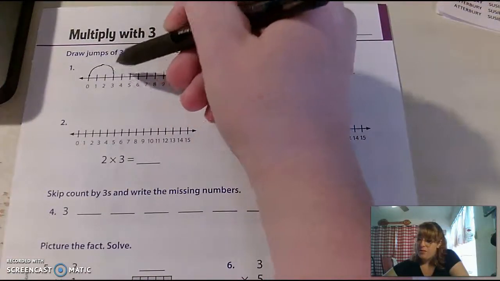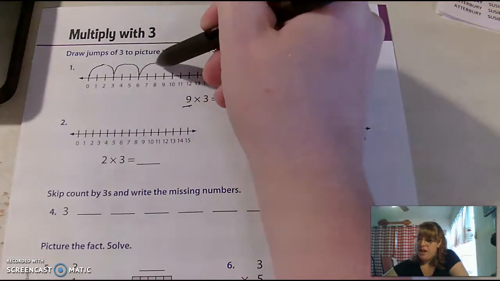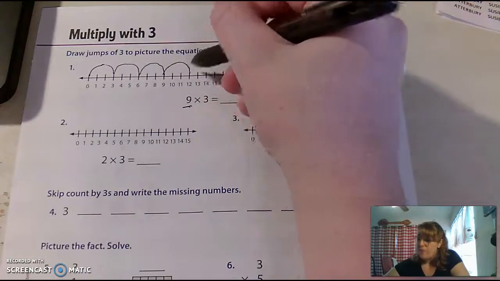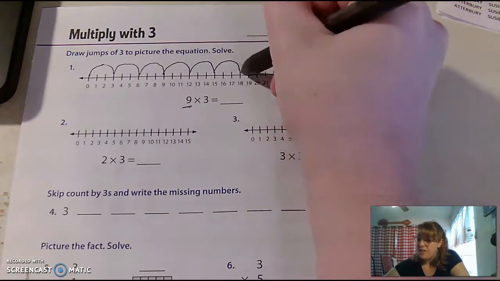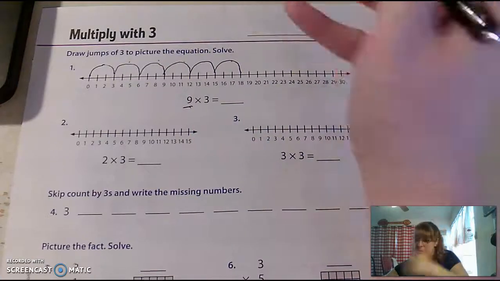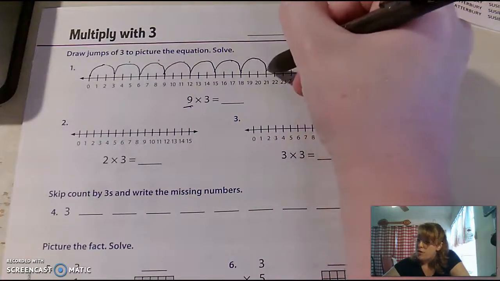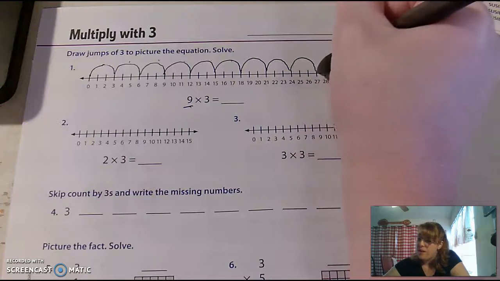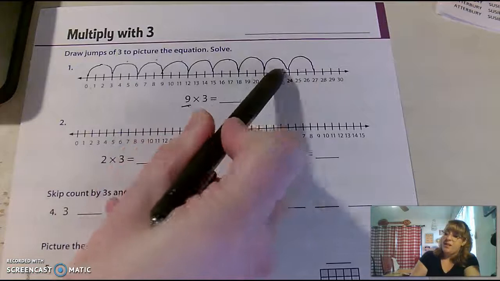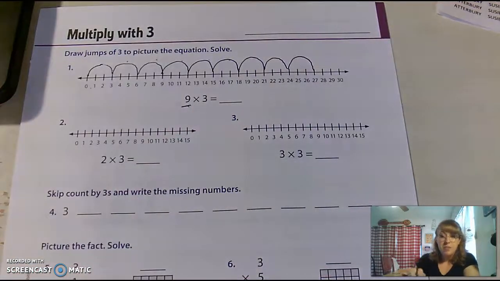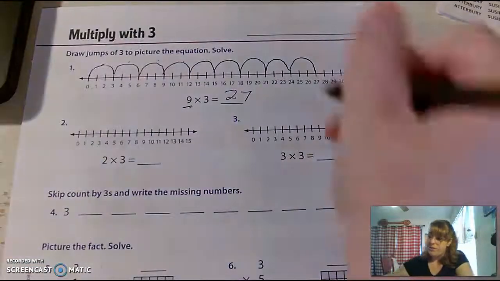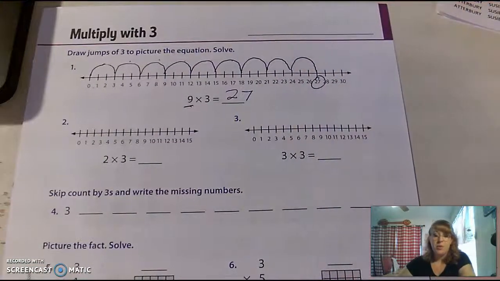3, 6, 9. Remember 3, 6, 9. 12, 15, 18. So 1, 2, 3, 4, 5, 6. I need to make 3 more jumps. 21, 24, 27. Okay. 1, 2, 3, 4, 5, 6, 7, 8, 9. I made 9 jumps of 3. So I get to 27. Okay? I get to 27.